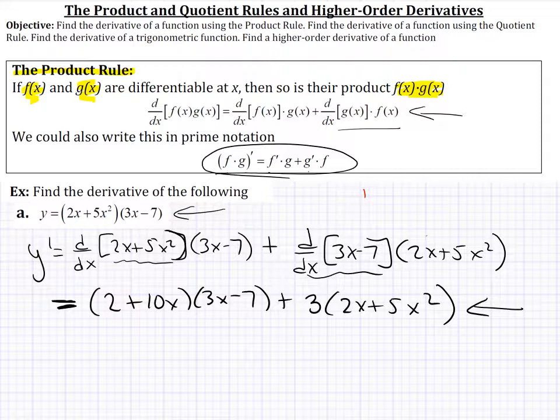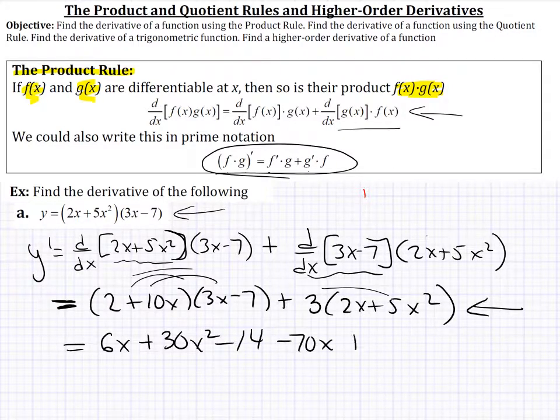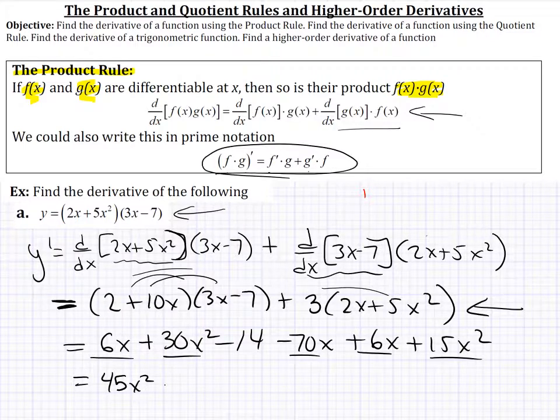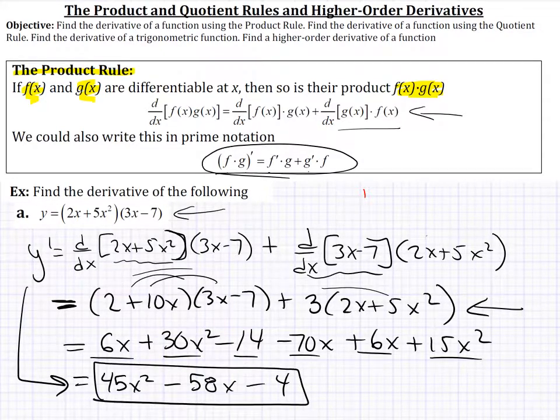Now, algebra tells me I should probably multiply this out, collect like terms, make this as simple as possible. So I'm going to get 6x plus 30x squared minus 14 minus 70x plus 6x plus 15x squared. X squared gives me 45x squared. Negative 70x plus 6 gives me what? Negative 58x. And then I have this minus 14. So that is the simplest version of the derivative. But from here down was all just about simplifying using your basic algebra skills.